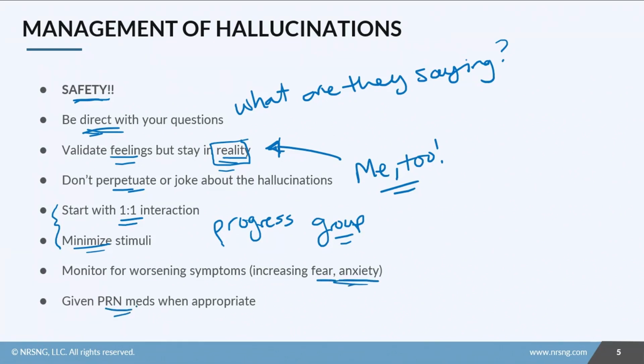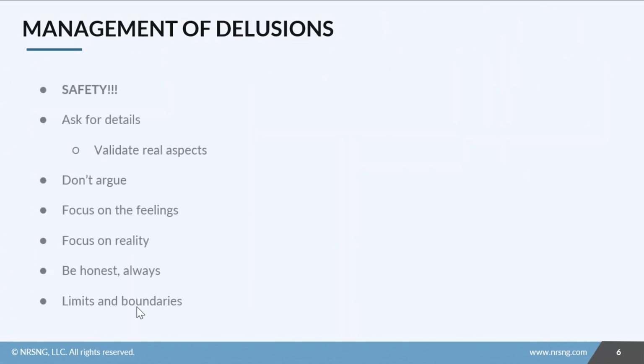and then you can always give PRN meds if appropriate. Okay, delusions. Again, safety first. Depending on the delusions, safety can be a huge issue, especially when you have things like paranoid delusions.